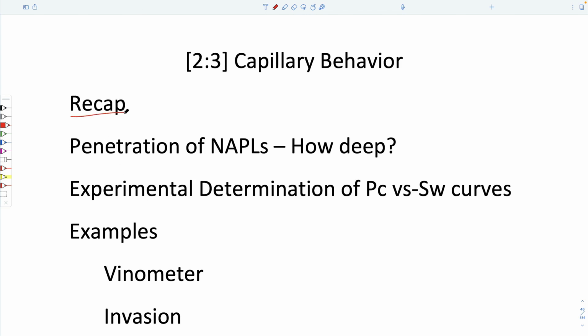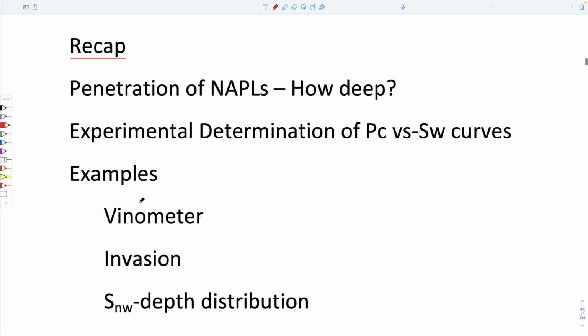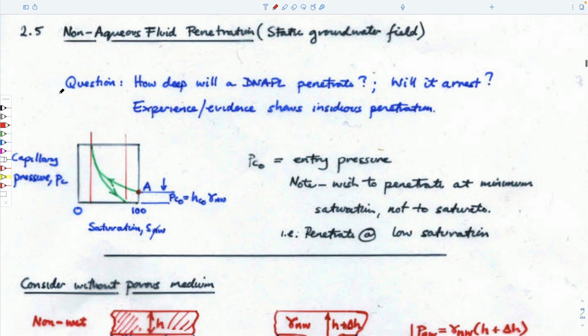We've done our recap, so I won't repeat that. We talked about some of these things last time. We talked about how experimentally to determine these capillary pressure versus saturation curves. So really our object today is to try and think a little bit about the controls on how deep the material can travel. It's a pretty straightforward analysis, and it just relies on us thinking about the exact form of these curves.